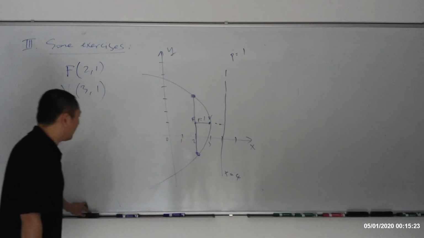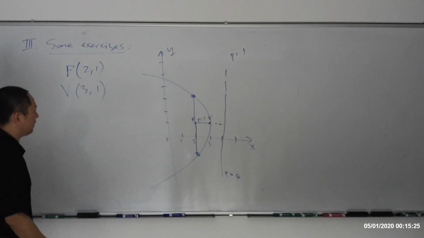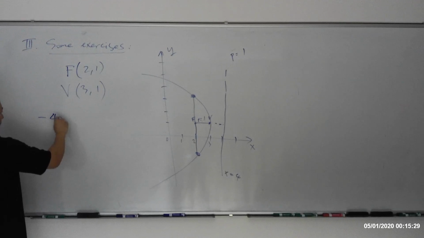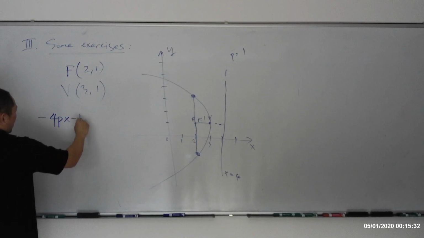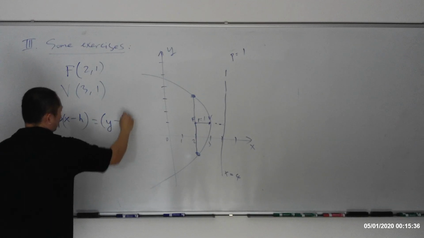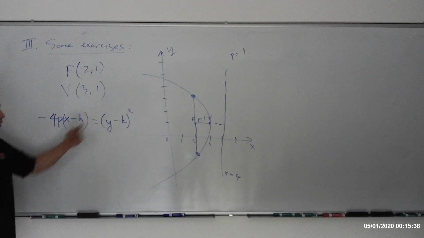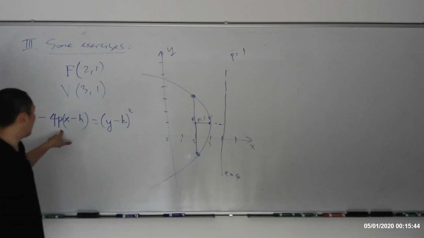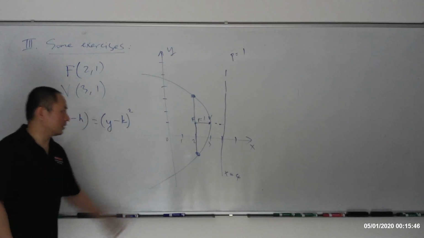Okay? How do you figure out the equation of the parabola? Look at the four types of equations that you have. This is open to the left, so it's going to be negative 4p(x minus h) equal to (y minus k) squared. Open left or right, y squared and x linear. And we have 4p negative because it's open to the left.